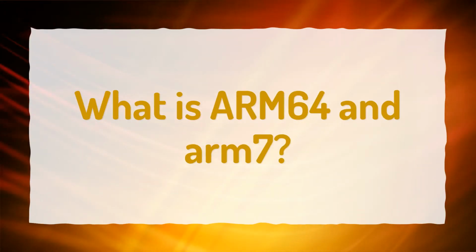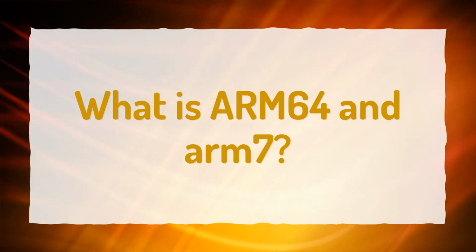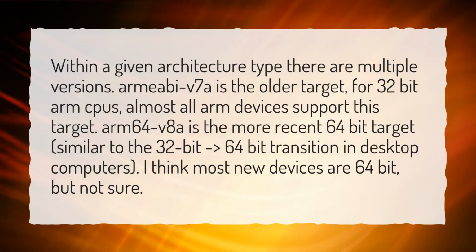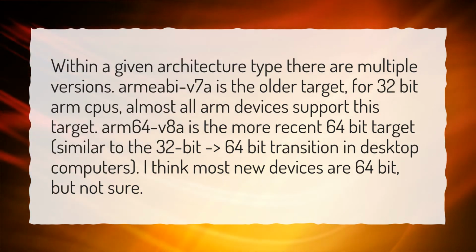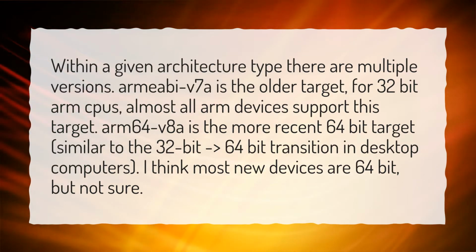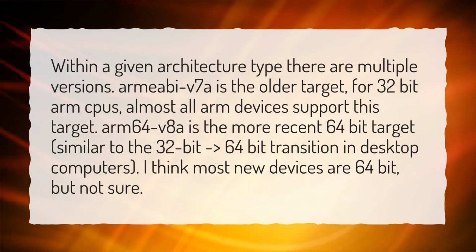What is ARM64 and ARM7? Within a given architecture type there are multiple versions. ARMEBv7A is the older target, for 32-bit ARM CPUs. Almost all ARM devices support this target.